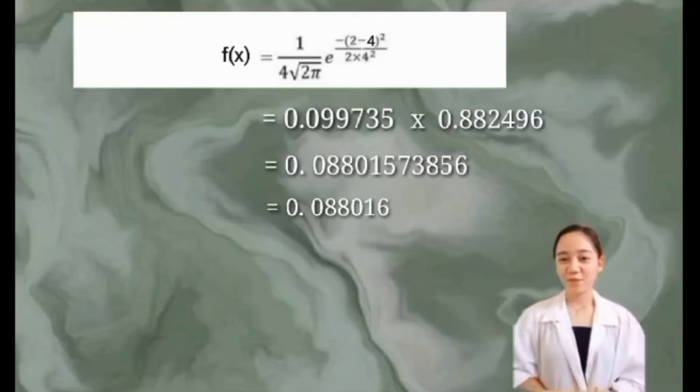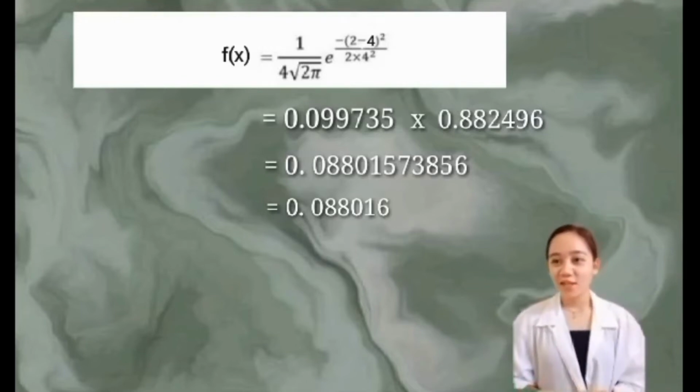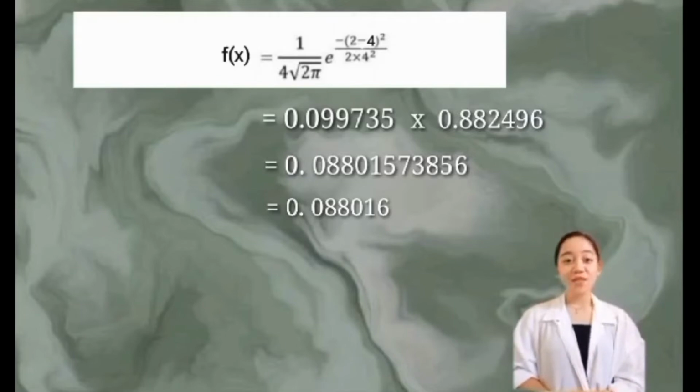or equal to 0.08816. So now, since you know how to calculate using the formula of normal distribution, let me pass the floor to Mr. Lord Ivan.